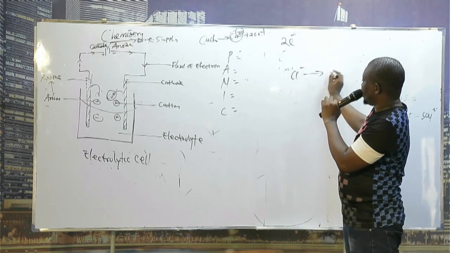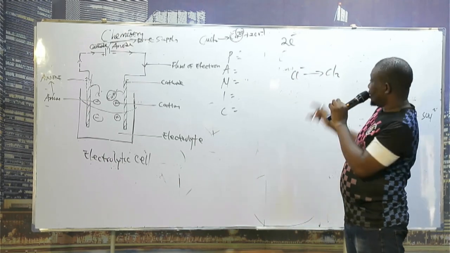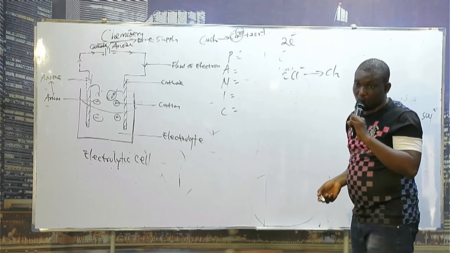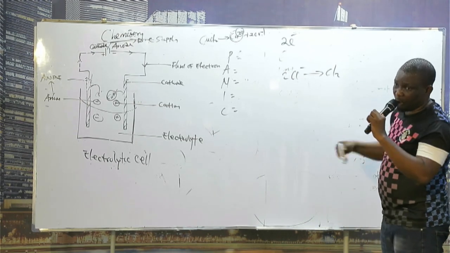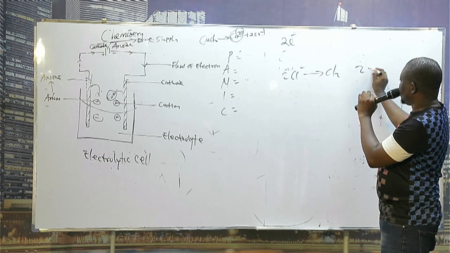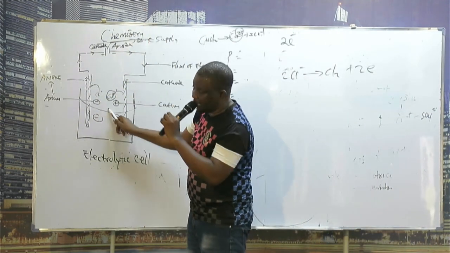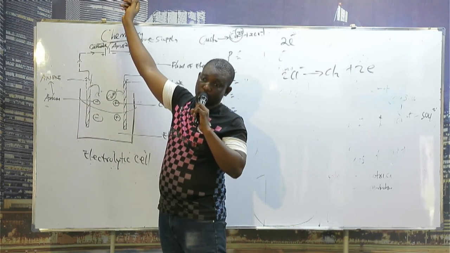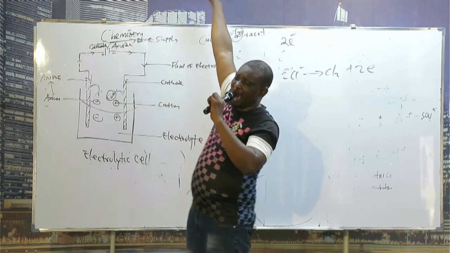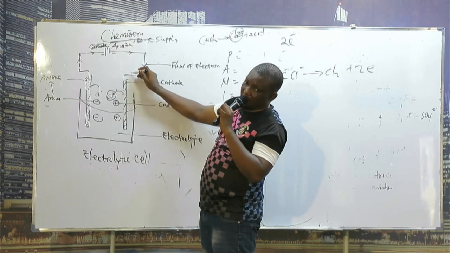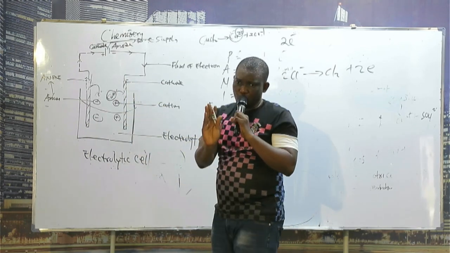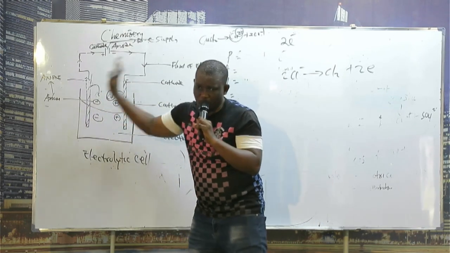Cl minus can form Cl2. That means this is two. This needs how many to react? Two. So how many electrons flow from that anode? 2e. So when you see that 2e leave the anode, first leaving the electrolyte to the anode, and then entering back again from the cathode, this is when this circuit is complete.